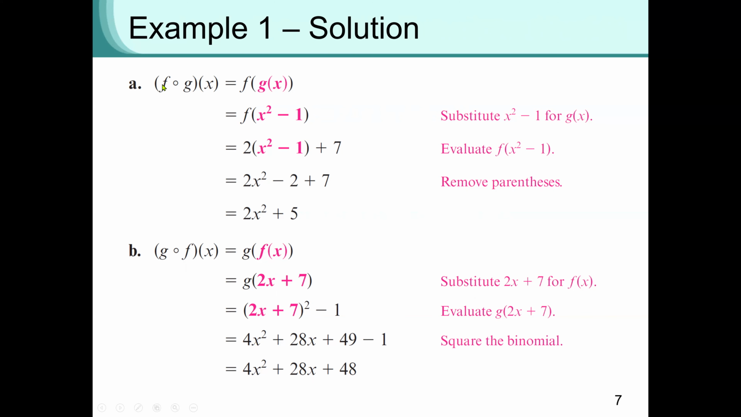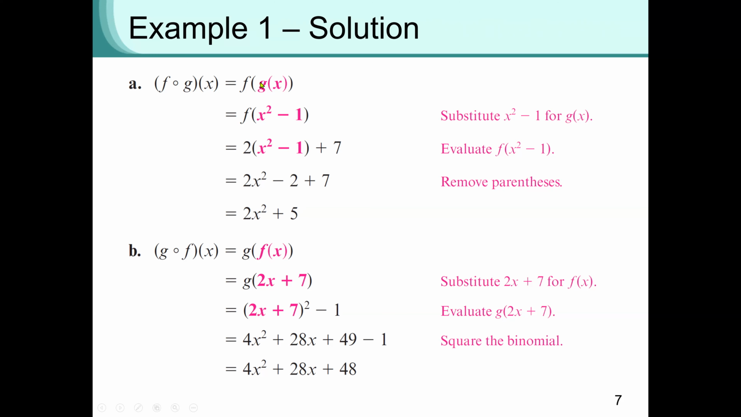So when we have f composite g at x, it means we have f at g at x. So we substitute g at x in the parentheses, so we get f of x squared minus 1. This tells us that when we write the function for f, anywhere we see x, we are going to replace it with x squared minus 1.